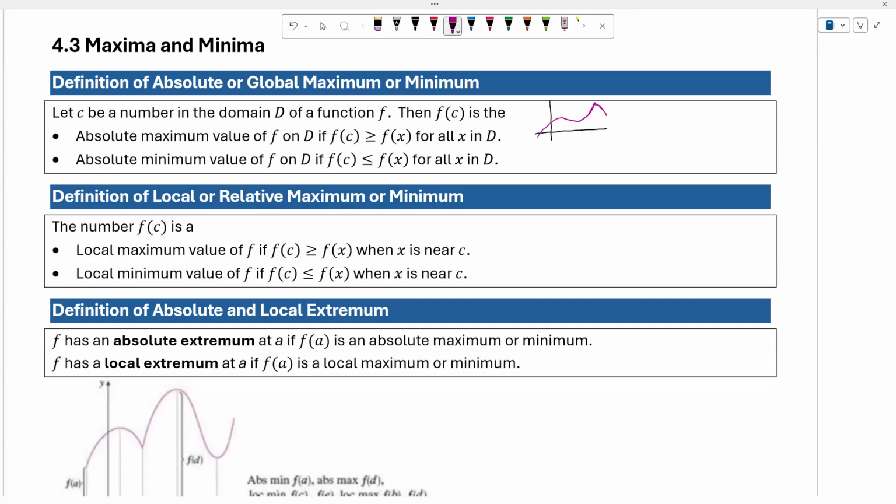Maybe in this case, the domain that I have is from A to B, okay? And then in this case, what happened is you will see that f of C is the biggest output, the largest output that I have. So therefore, in this case, this f of C is the absolute maximum value, okay? Or we may have some other situations.